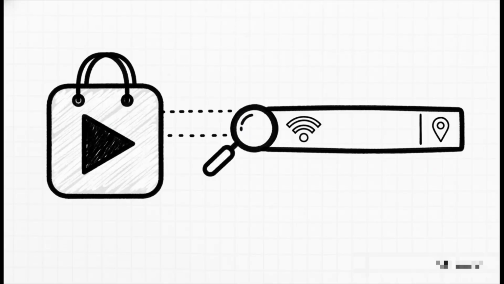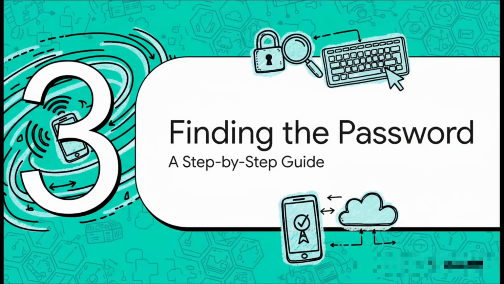So getting started couldn't be easier. You literally just open up the Google Play Store and look for an app that does this. Okay, so you've got the app installed. Now for the fun part. How do you actually use it to get that sweet free internet? Let's break it down into 5 super simple steps.